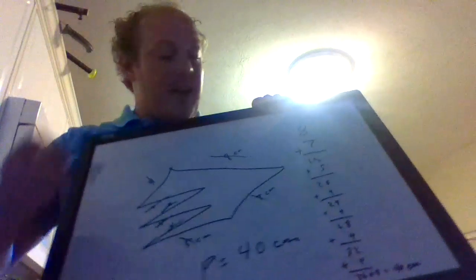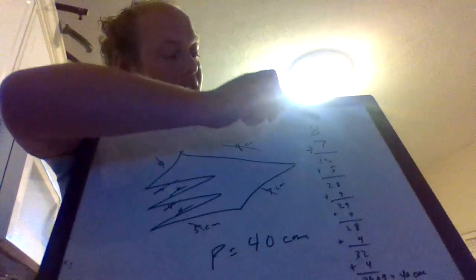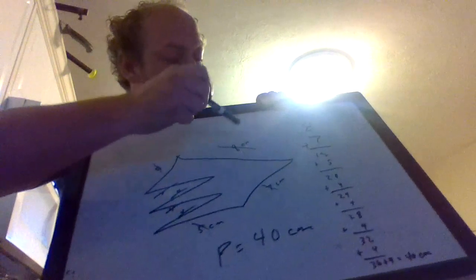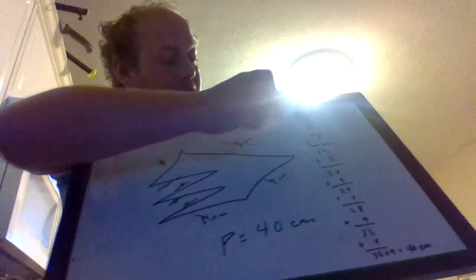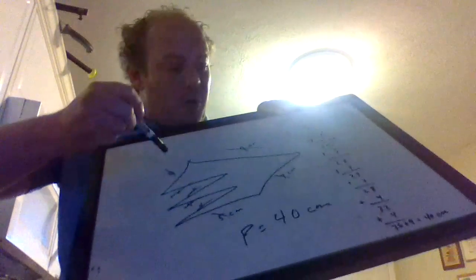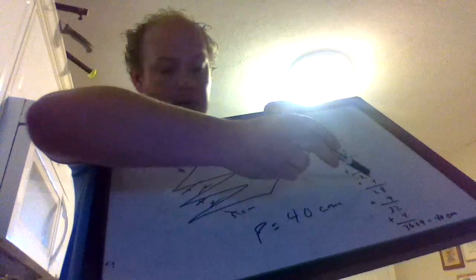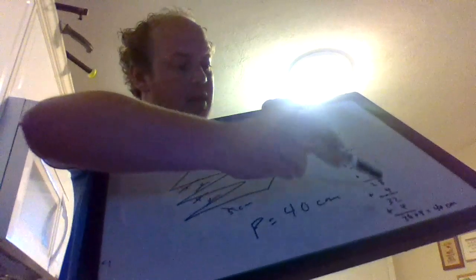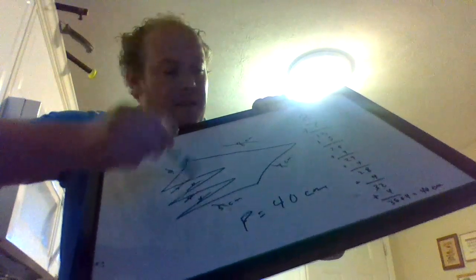And here's how we found it. We added all of the numbers. See, here's the 8, here's the 7, here's the 5, here's the 4, this 4, that 4, that 4, and finally that 4.